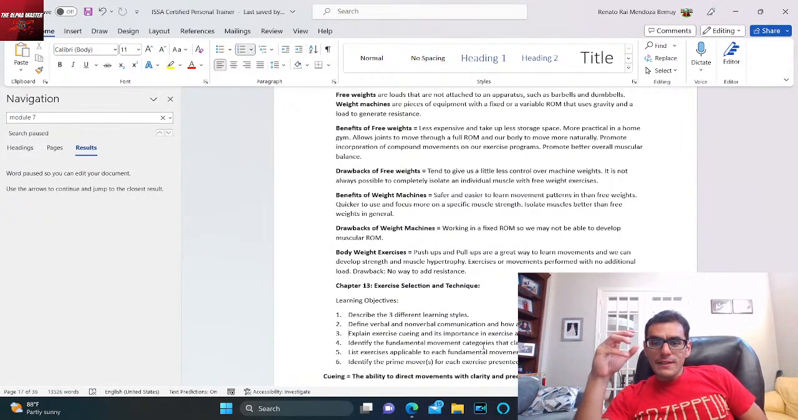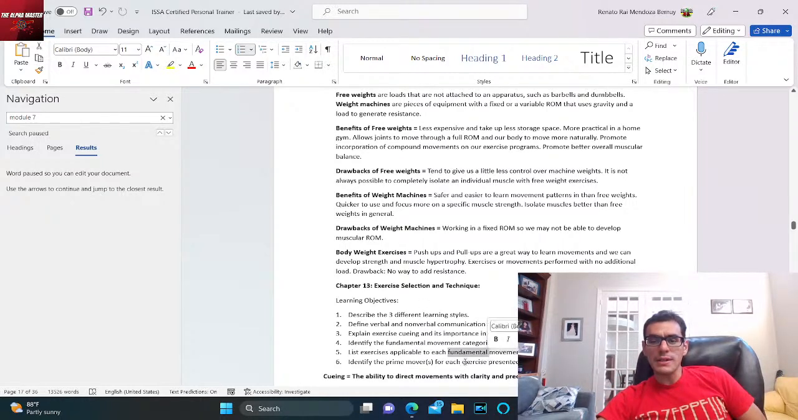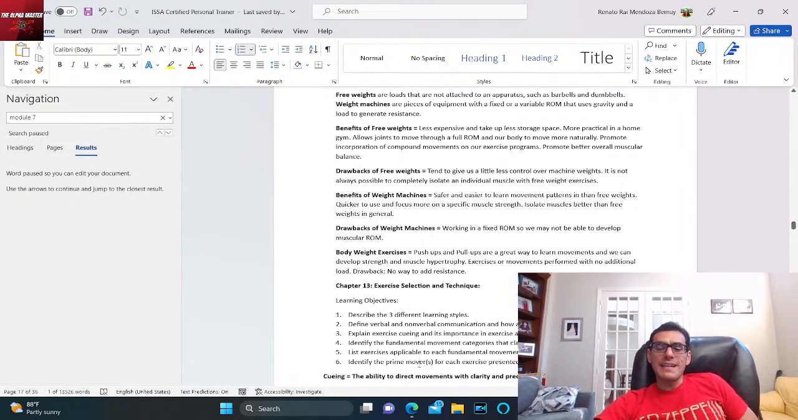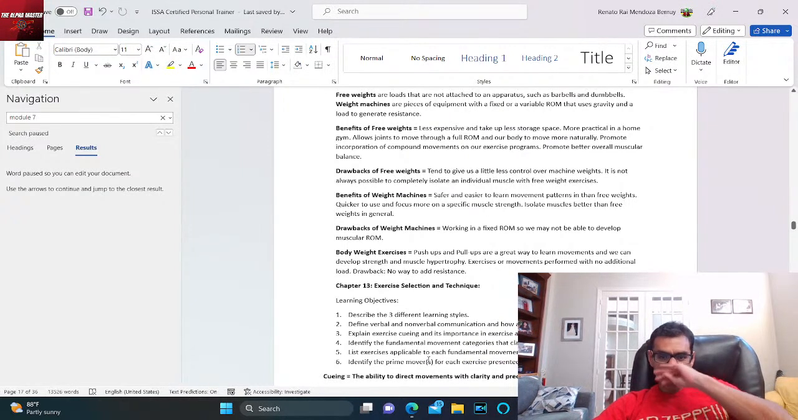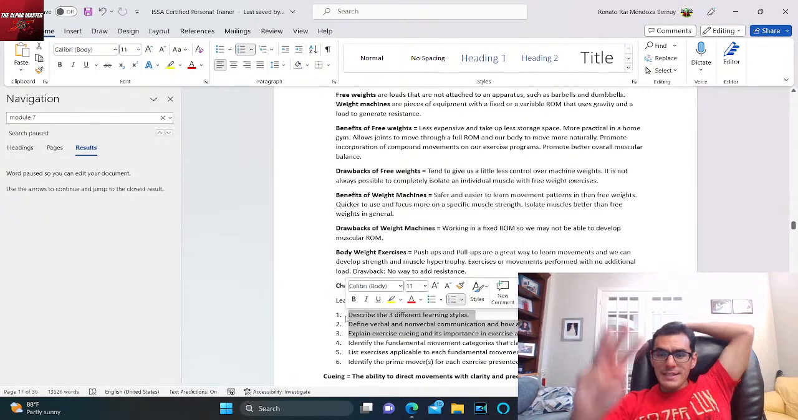Identify the fundamental movement categories that classify human movement. List exercises applicable to each fundamental movement category. Identify the prime movers, the agonists and the antagonists, for each exercise presented. So that's going to be separated into sessions, starting with the three different learning styles.